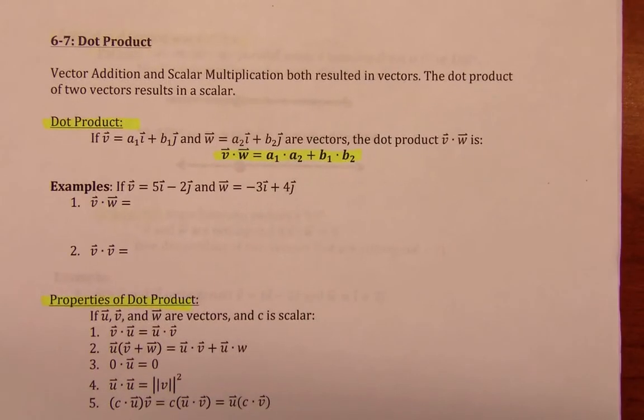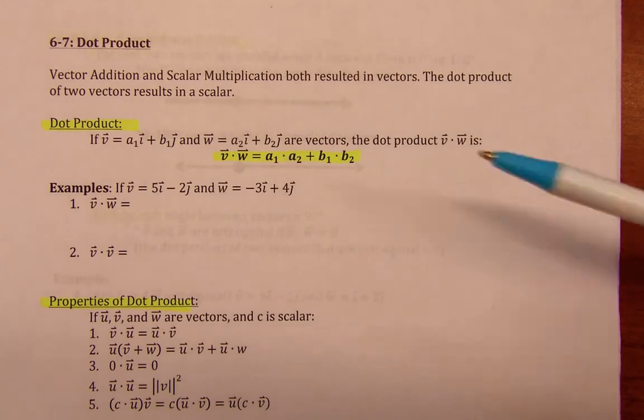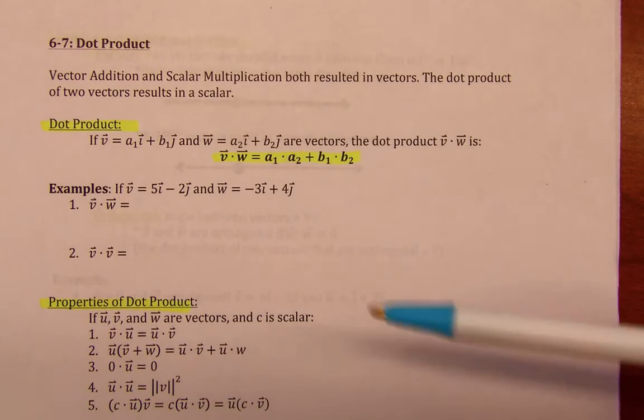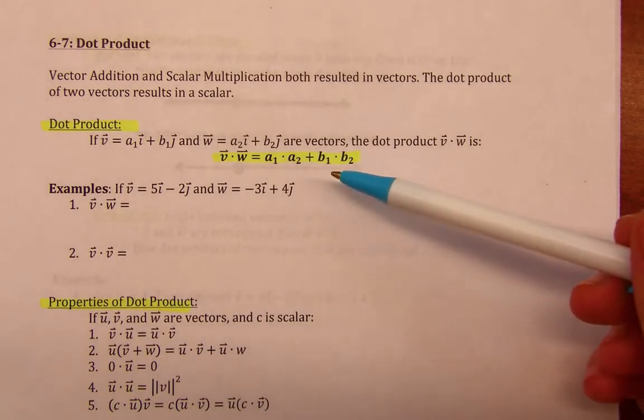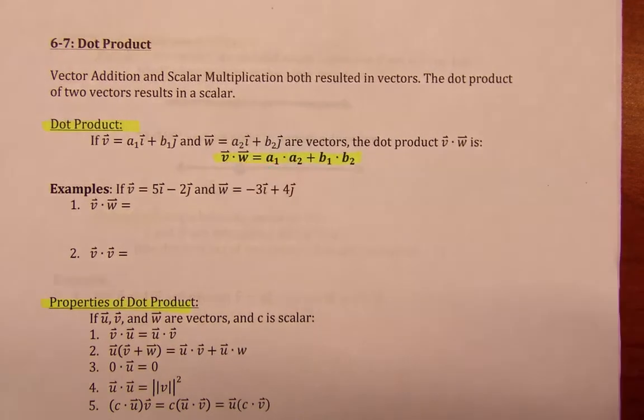Okay, this is section 6-7, and this is our last section of the year actually, and we are going to be looking at dot product. Now we've been looking at vectors and what we can do with vectors, and what we're going to do in this section is examine the dot product. Now we've been adding and subtracting vectors together, but what we can do now is it's almost like multiplication, but we call it dot product.